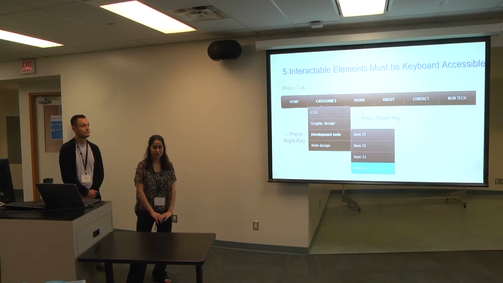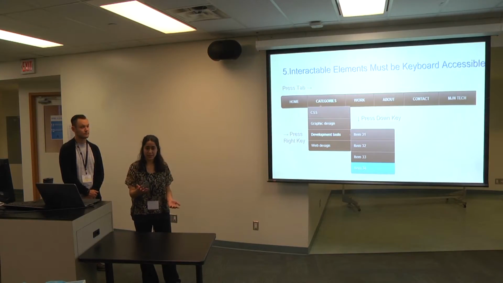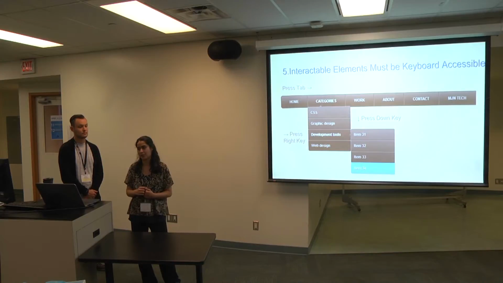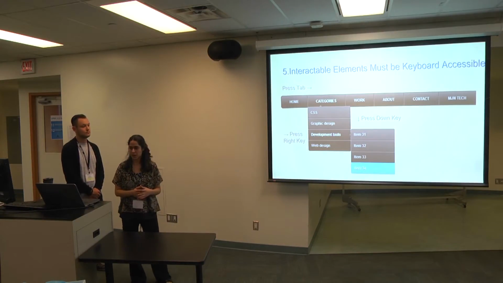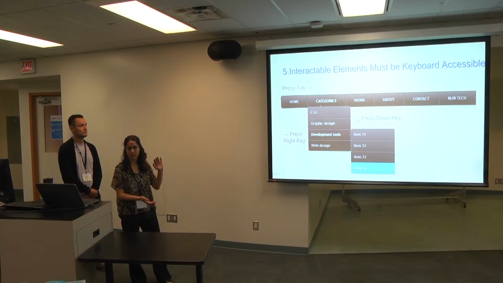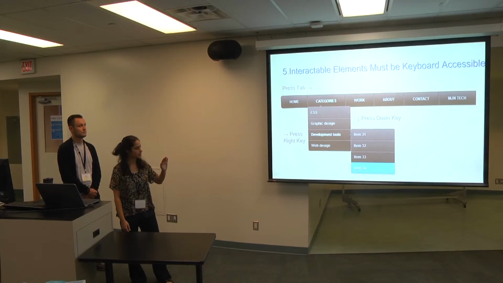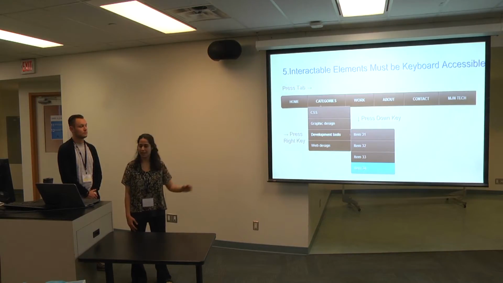Rule number 5, all interactable elements should be keyboard accessible. That basically means if you can click on something, then you should be able to just use the keyboard to do that same thing. Looking at this example of a drop-down menu, you should be able to press Tab to get to categories, and then press the down key to open that submenu. Press the down key to get to development tools, right key to open up that submenu, and down all the way to item 34, and you can choose that item with an enter or a space.